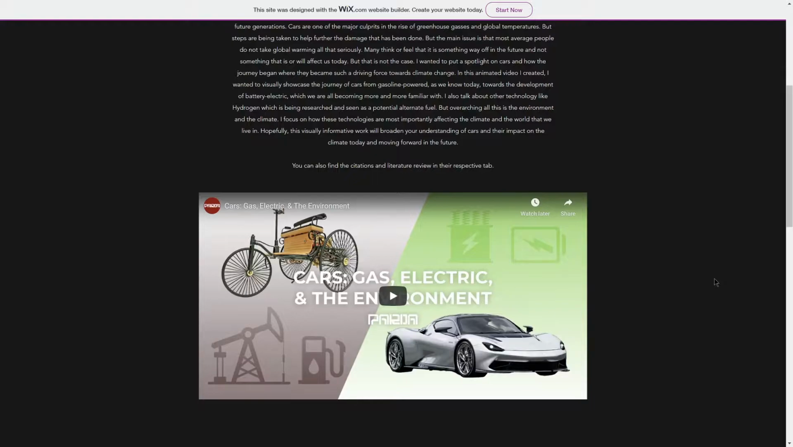So I used animated elements and images to help clarify the information I'm sharing and make it more interesting, and that's something that sticks with you and makes you more aware of the relationship between cars and the environment. I have the video posted on the website that I've created, or just standalone.